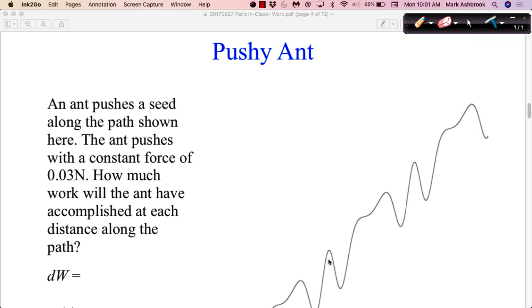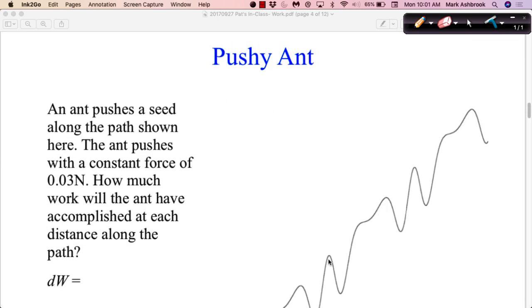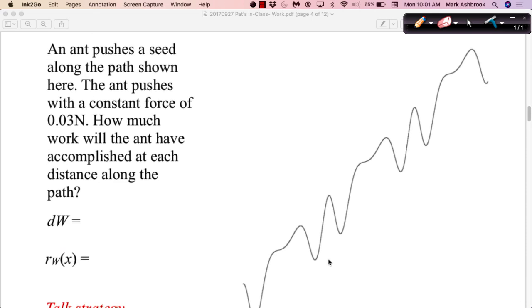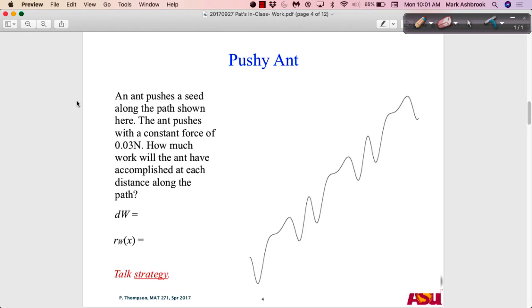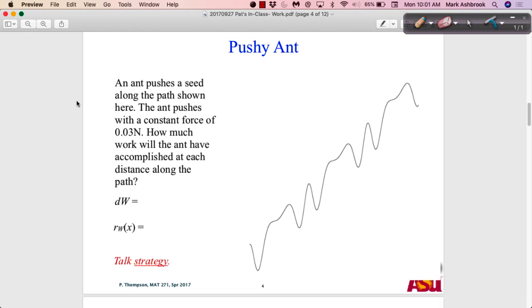Okay, so we got this situation here called the pushy ant. The ant is pushing a seed along this path, and the ant uses a constant force of 0.03 newtons. How much work will the ant have accomplished at each distance along the path? Okay, so why can't I just use a straight up force times distance? What's the problem here that I can't just say force times distance equals work?